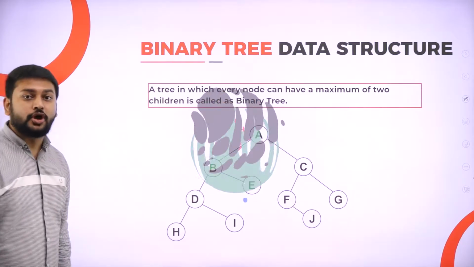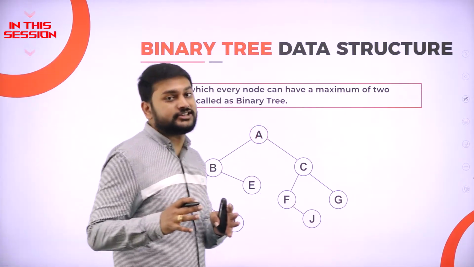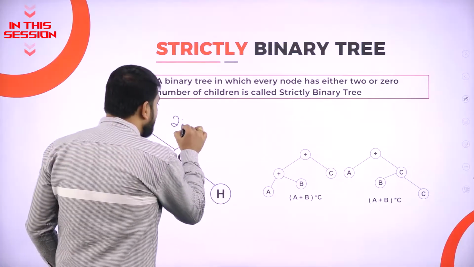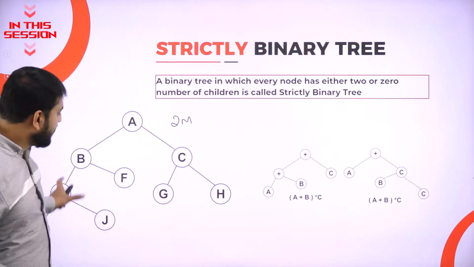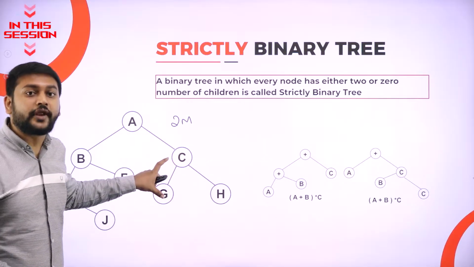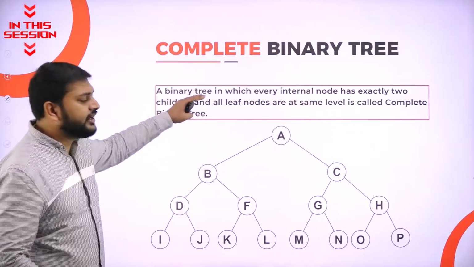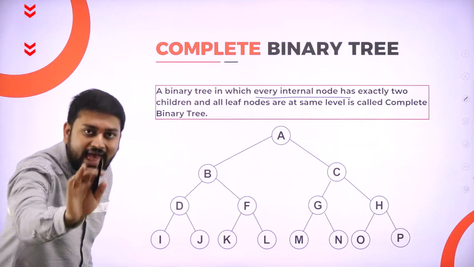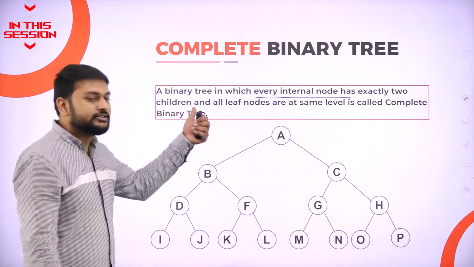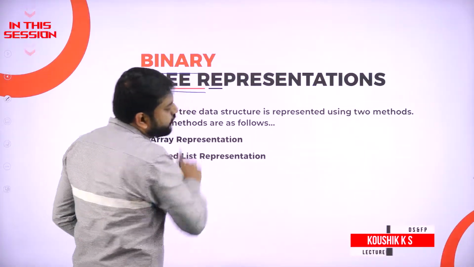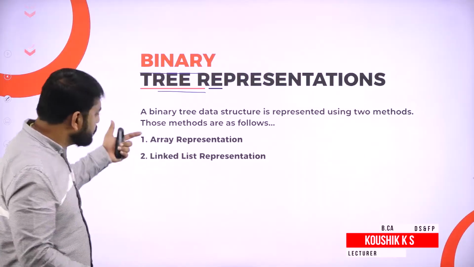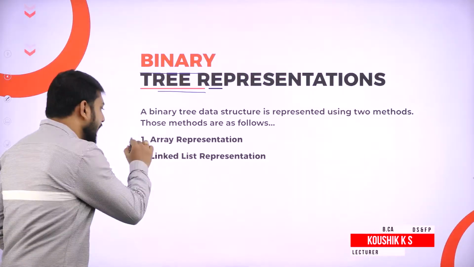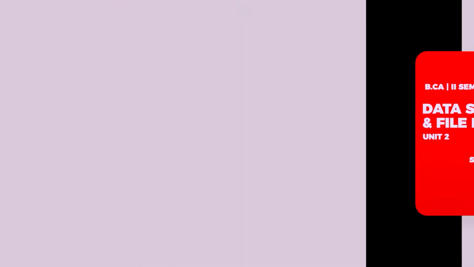Binary tree data structure. What exactly is the binary tree data structure all about? Please remember the definition for marks. They will give you a tree and ask you to find out what type of tree it is. A binary tree in which every internal node has exactly 2 children. Binary tree representation: I can also represent the binary tree using arrays and linked lists.